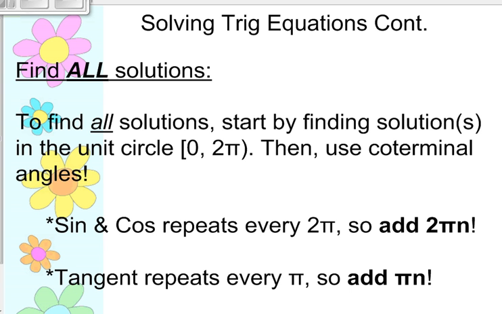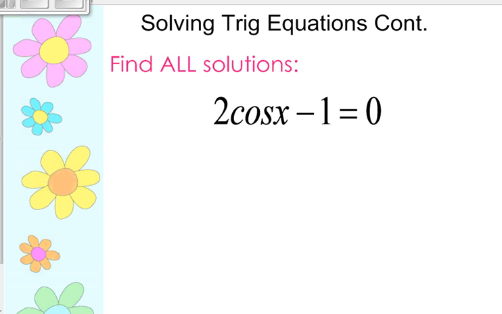So we're going to add 2 pi n, standing for how many times you want to go around the unit circle. And then tangent and cotangent, okay, their periods were pi. So instead of adding 2 pi n, we're going to add just pi n, again, where n stands for how many times you're going around the unit circle.